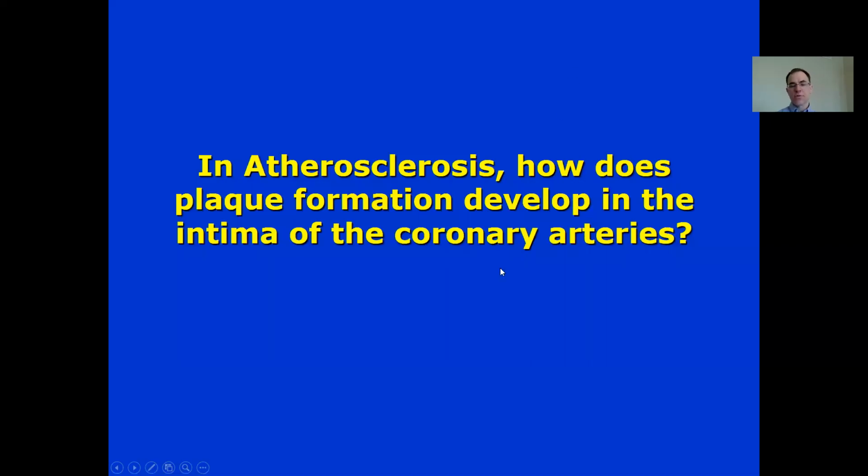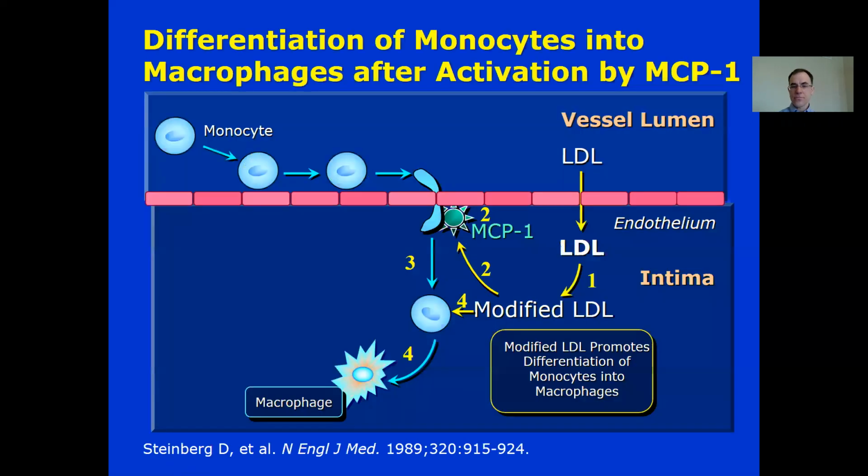All right, in this section, what we're going to talk about is the continuation of what happens in the development of atherosclerosis, especially now that we have a monocyte that's entered the intima of the coronary artery. So in atherosclerosis, how does plaque formation develop in the intima of the coronary artery? That's what we're going to talk about and finish up in this section.